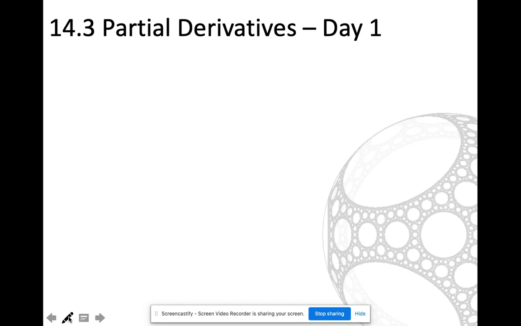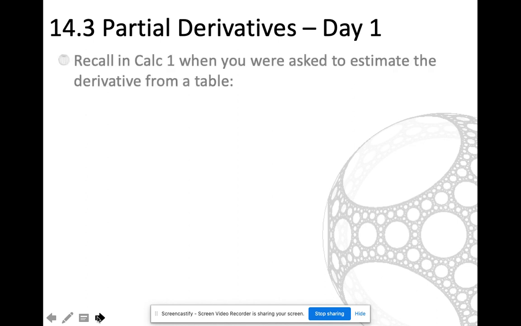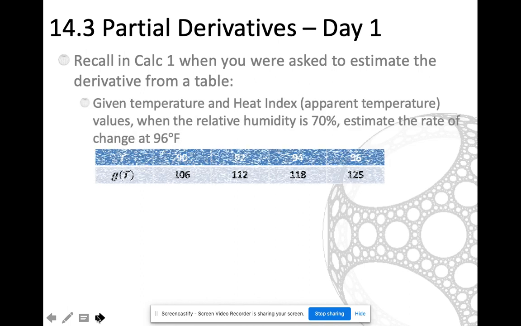Yes, it is going to take us a couple days to get through partial derivatives. Partial derivatives are exactly what they sound like, doing derivatives in parts. Now you might ask, why would we do such a thing? Well, recall when we took Calc 1, there were times at the very beginning of the year where I asked you to estimate the derivative from a table.